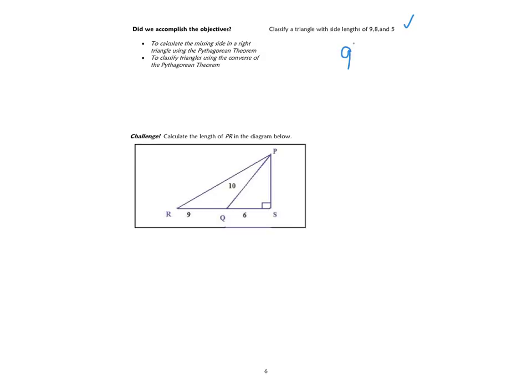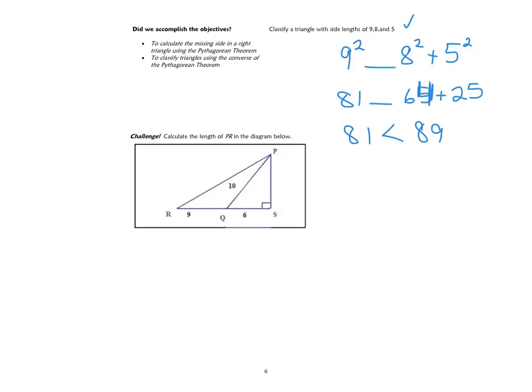Now let's check the relationship. The longest side I always take and compare to the sum of the squares of the two shortest sides. 9 squared is 81. How does that compare to 64 plus 25? That's 89. Sorry, I got that wrong at first. So because 81 is less than 89, this is an acute triangle.